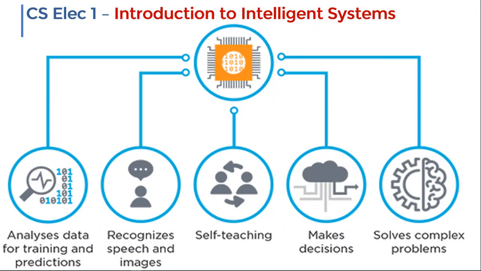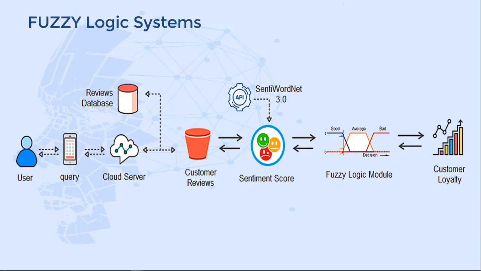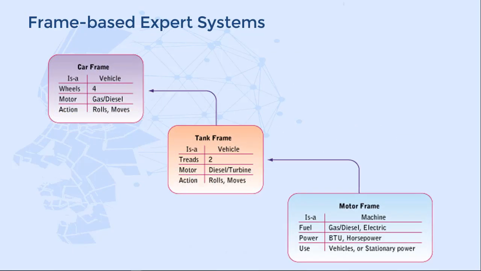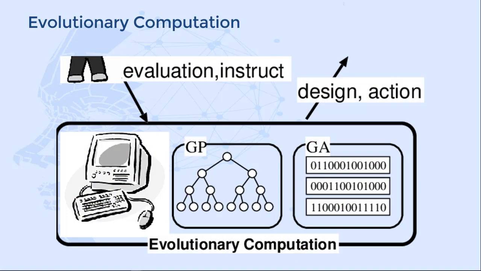First of these is CS Elect 1. This course is an introduction to intelligent systems, so it's a general course. This covers different kinds of intelligent machines and associated algorithms. Different intelligent systems such as rule-based expert systems, fuzzy logic systems, frame-based expert systems, artificial neural networks, and evolutionary computation will be tackled in this course. After taking this introduction course, you will then be exposed to the courses that are domain-specific.